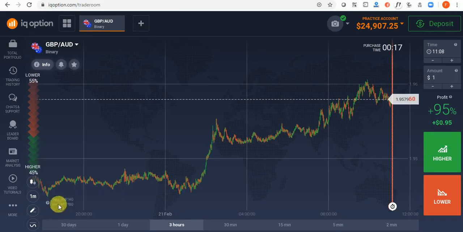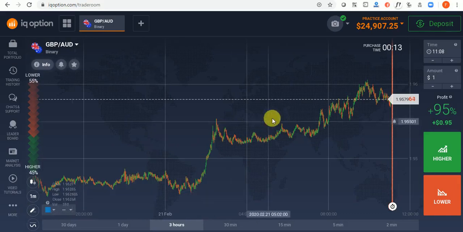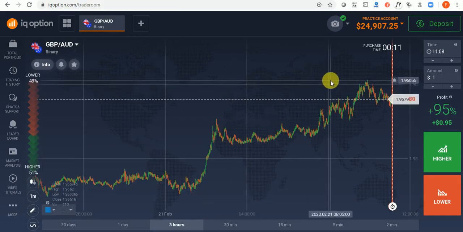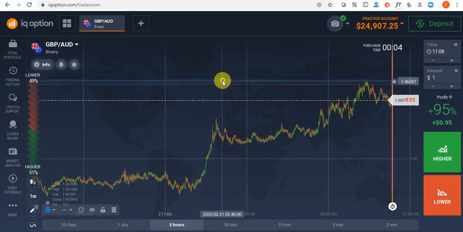And how do you do that? You come here to the graphical tool and look for the horizontal line. Look for the highest point reached within the zoom you just did. So I pick A as a hypothetical resistance line.